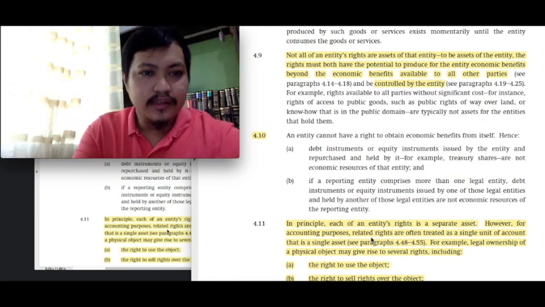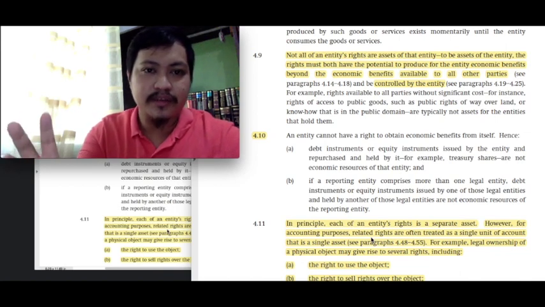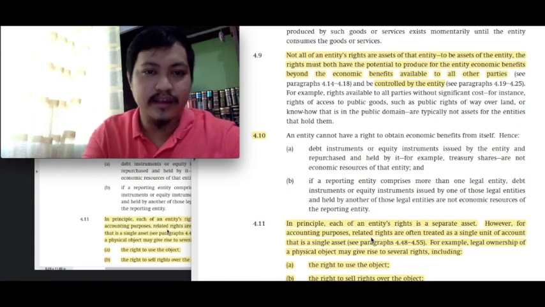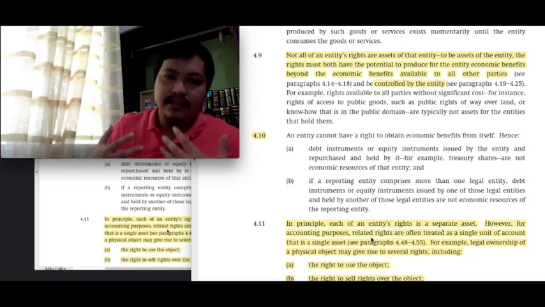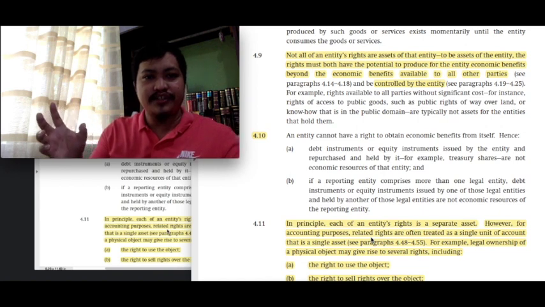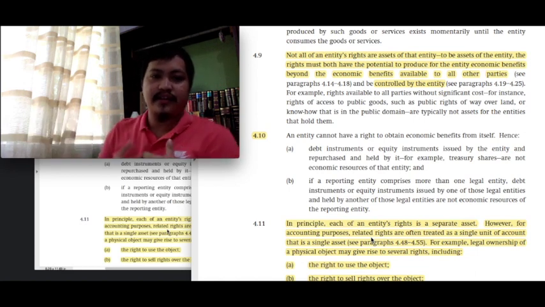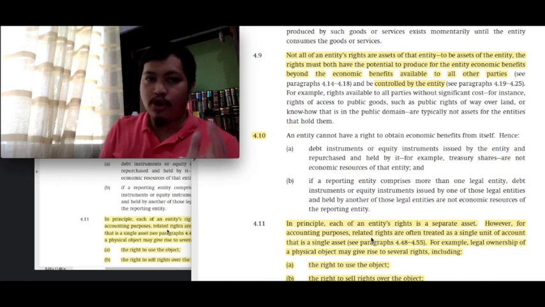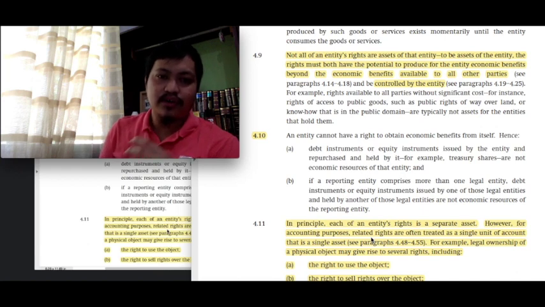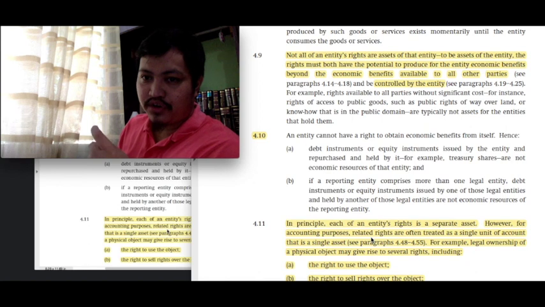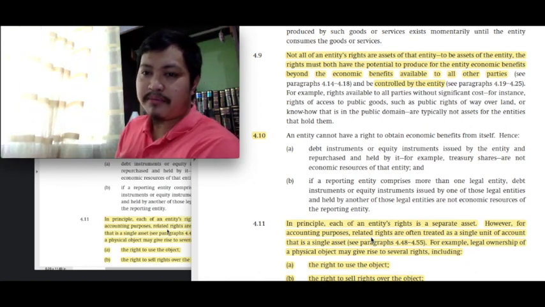So it's possible that the parent has a receivable from the subsidiary. On the part of the parent, it will report an asset. On the part of the subsidiary, it will report a liability. But in the eyes of the consolidated entity, the parent and the subsidiary are just components of itself. So even if in reality the parent has a receivable from the subsidiary, in the perspective of the consolidated entity, no receivable, no payable exists. Because the parent is the consolidated entity. The subsidiary is also the consolidated entity. So the consolidated entity cannot be a debtor to itself. So that's an application of this provision of the framework that an entity cannot have a right to obtain economic benefits from itself.